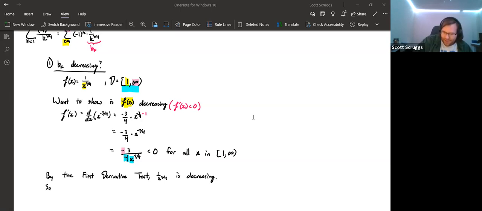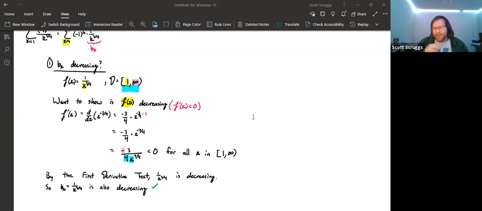So b of k, which is 1 over k to the 3/4, is also decreasing. And that is my first criteria for me checking to see if I can use the alternating series test. So condition 1 is satisfied.